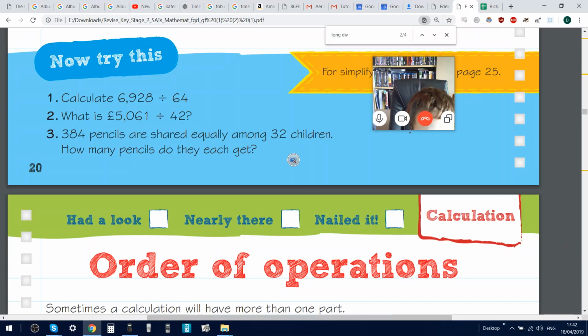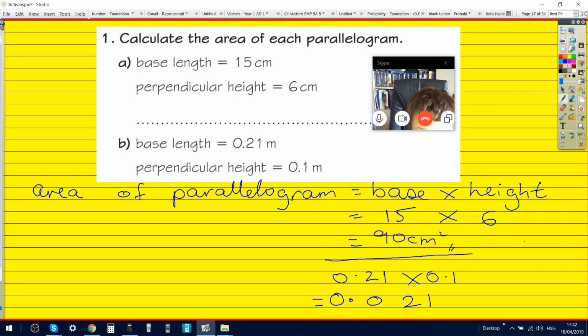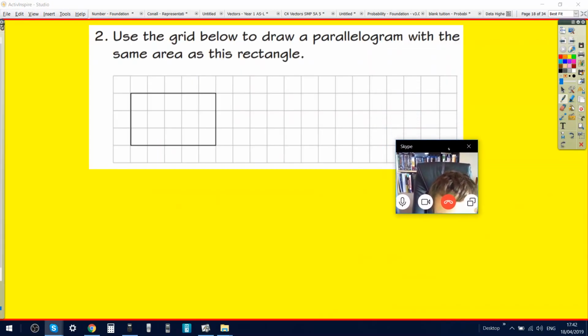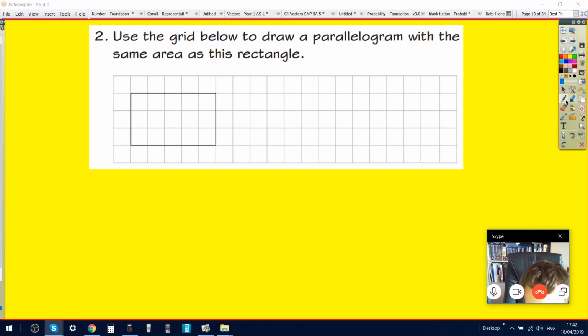Oh, where's my thing gone? Okay, how do we do this one?